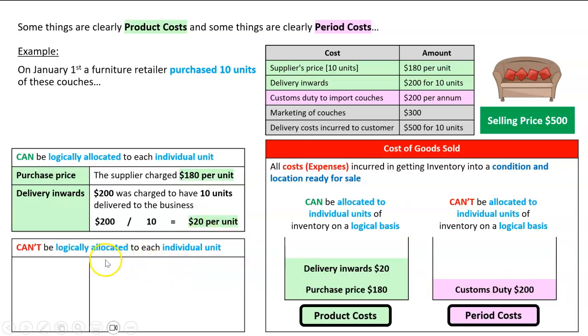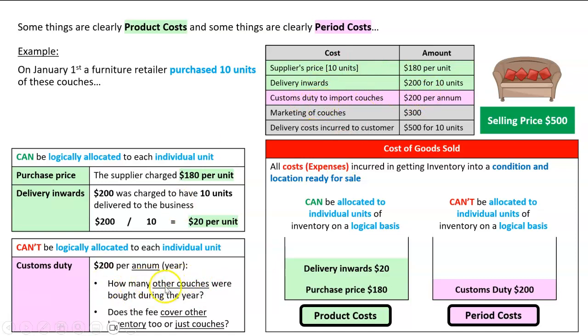We called that a period cost. So why though? It's all to do here, in this case, it was per annum. And annum is just a fancy word for year. But it could have been per month. And I guess what that means is, did we buy other couches during the year? So this says, $200 per annum. Was it just for these 10 couches? We don't know. It probably could have been for other couches during the year as well.